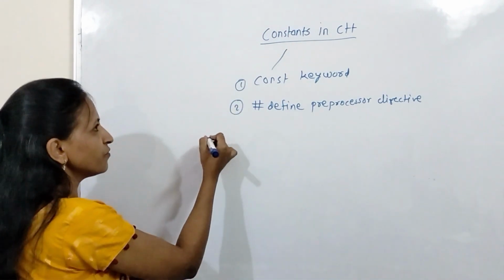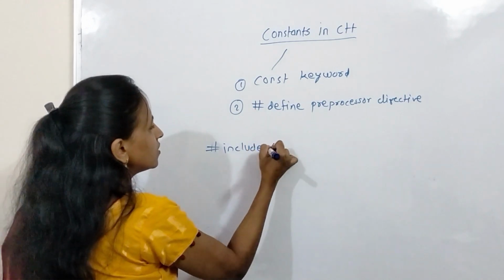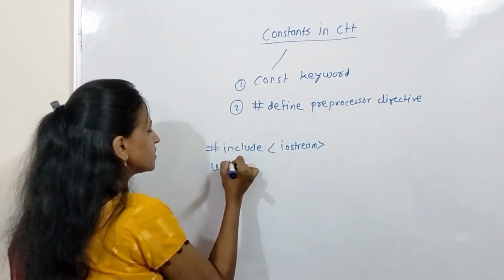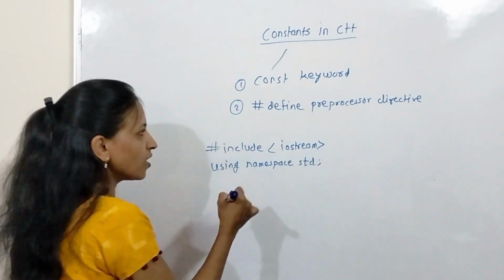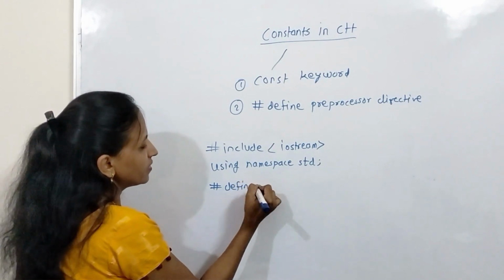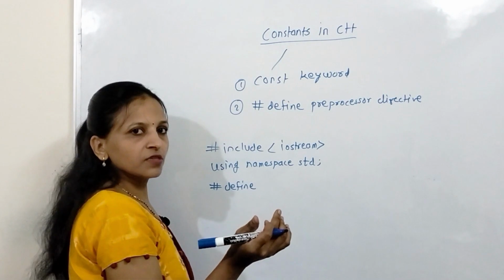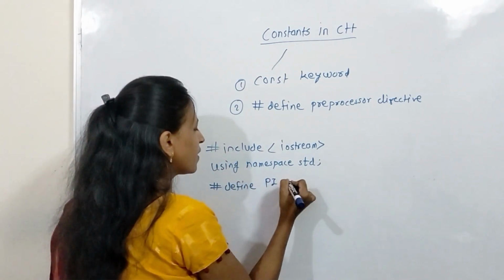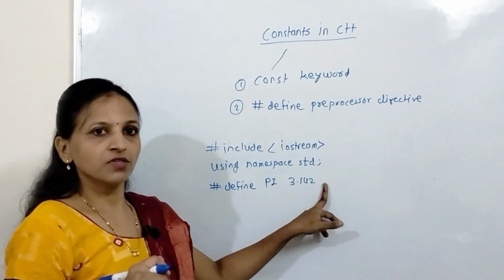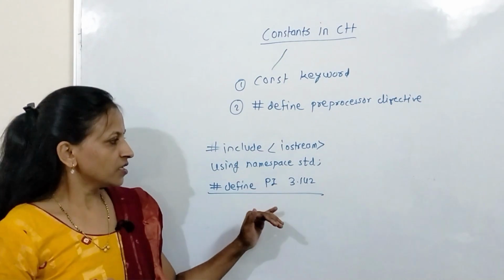How to do that? See, first we write in a program #include <iostream>, then we write using namespace std, and after that we have to write #define. Then here I want to use a pi constant, so I can write PI, and then here 3.142. Here don't give any semicolon. Now this is nothing but defining a constant.